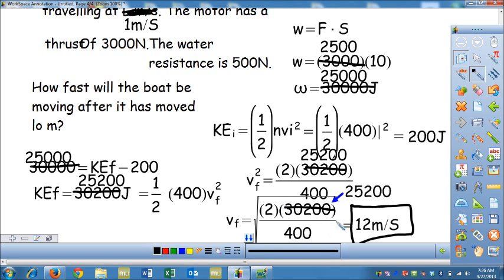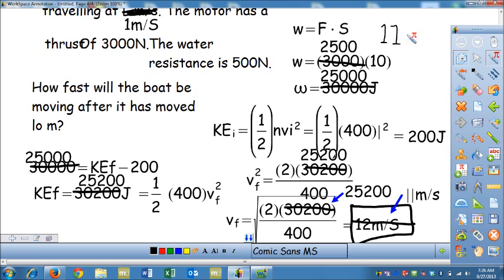And try my calculator one more time. Okay, I got 2 times 25200, divided by 400, square root, second answer. Now we got 11 instead of 12. Okay, so this should have been 11 meters per second. I don't like where that 11 came out. Let me try that again.